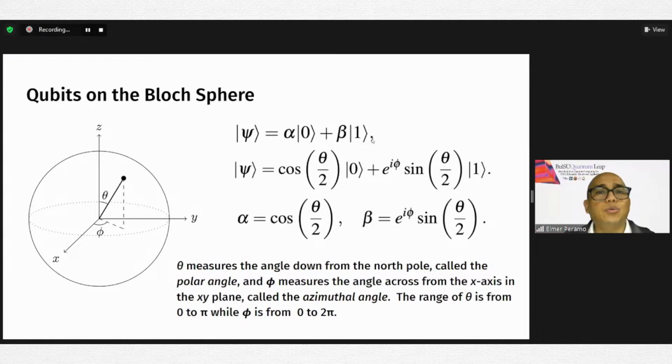Okay, now I introduce you to the Bloch sphere. Yesterday, when I was discussing the different quantum states, I used a unit circle. But now, since we already involve complex numbers.